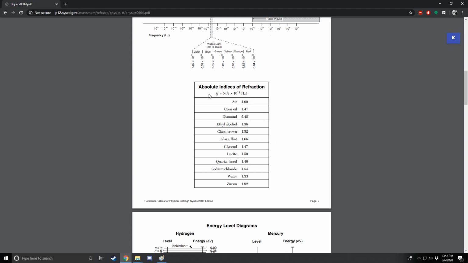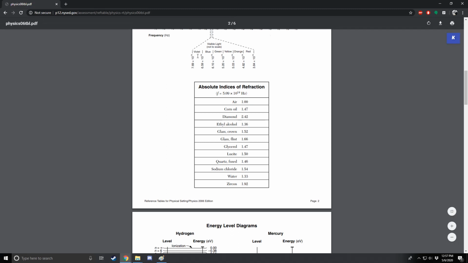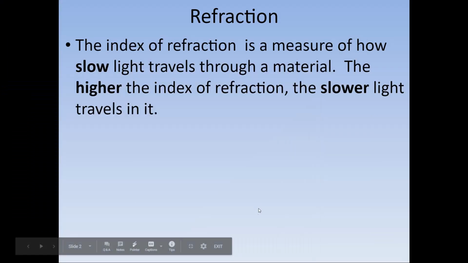But you'll notice up here it says this. This is really meant to say that these numbers only work for this frequency, which is actually looking at yellow light. So this is only for this frequency. You won't have to do anything else with a different frequency, but basically what happens is when you have different colors of light passing through these materials, the index of refraction is going to change accordingly. So for example, a violet light would have a slightly different index of refraction than red light. All right.